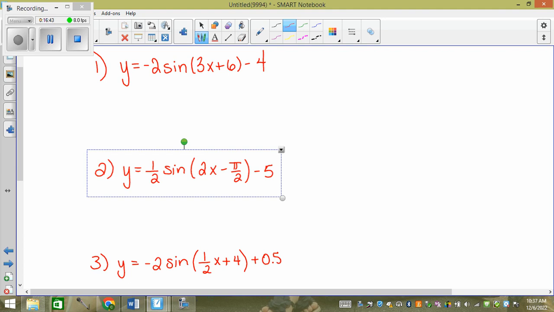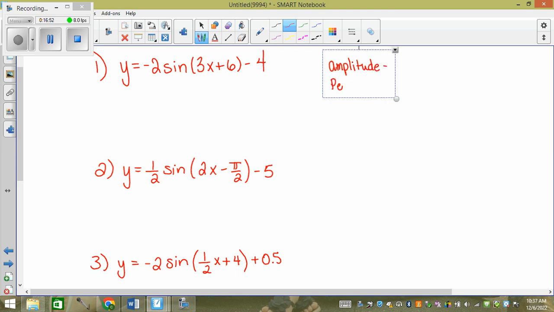For all of these, I want the amplitude. I want the period. I want the midline. I want the max. I want the min. I want the range.